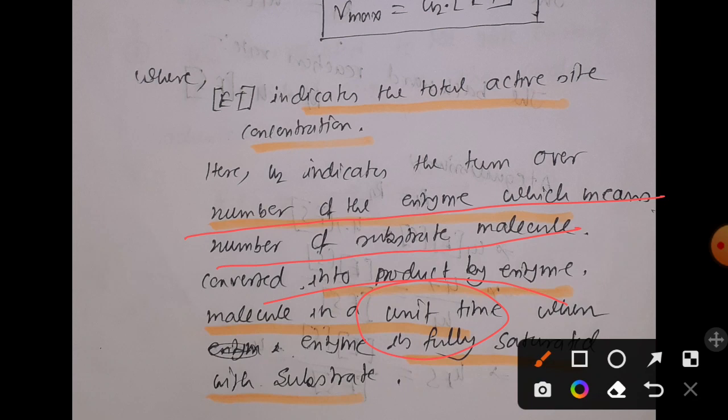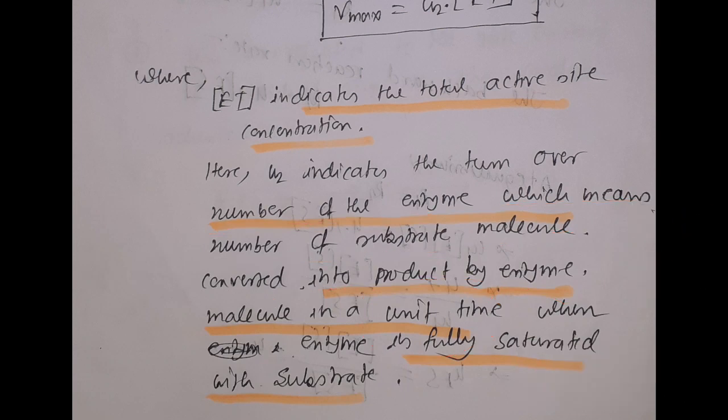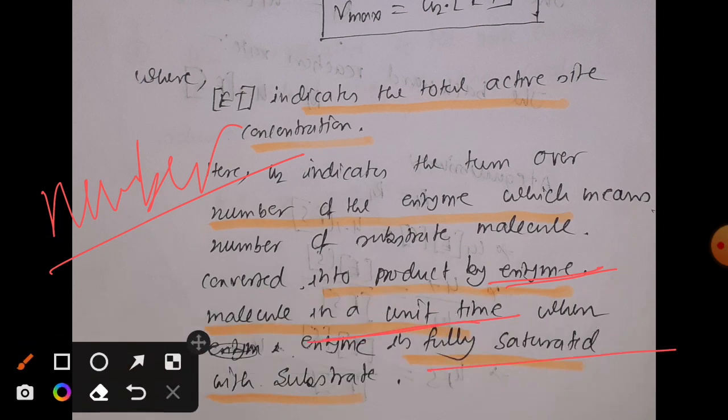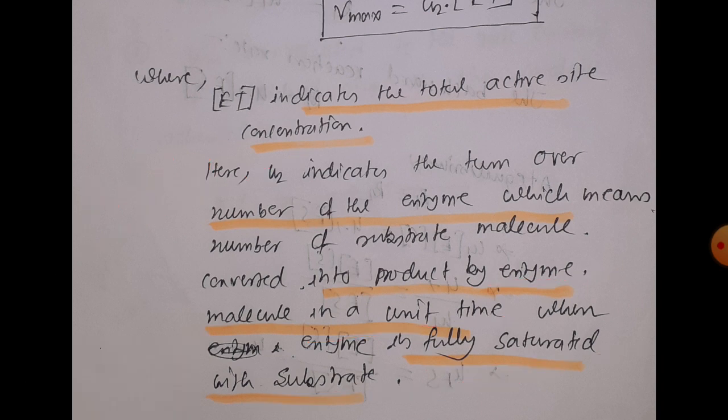What does it mean? It means that it is the number of substrate molecules that can be converted into product by an enzyme in unit time, when the enzyme is fully saturated with substrate. That means K2 will be the turnover number when we are talking about the Vmax. And what is the definition of the turnover number? Turnover number is the number of substrate molecules that can be converted into product by an enzyme in unit time. Clear? When the enzyme is fully saturated with substrate.